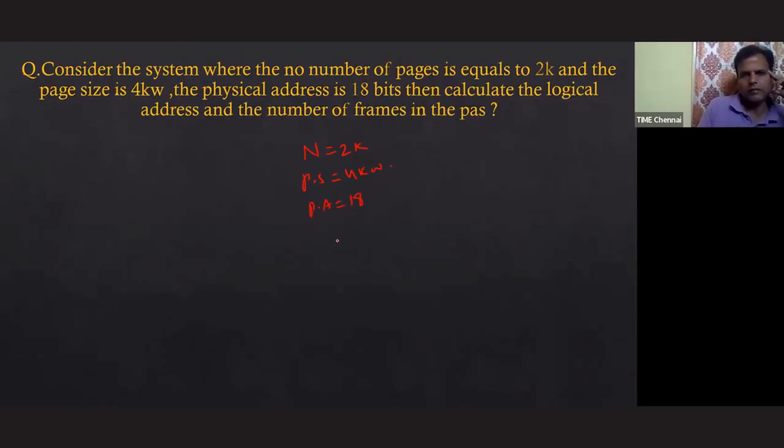Then calculate the logical address and the number of frames. Okay, let's see how it is. If you are observing, by taking these two parameters, I can easily calculate the number of frames. So M equals 2 power PA by page size, which is 2 power 12. So 2 power PA means 2 power 18 and 2 power 12, which equals 2 power 6. 2 power 6 means 64. Okay, fine. The next one.